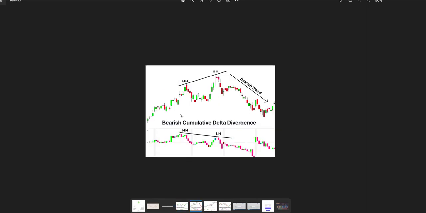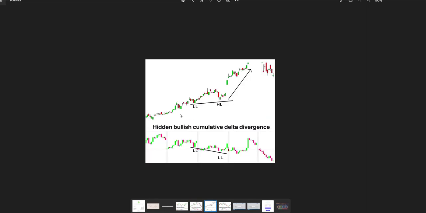The second type is called bearish cumulative delta divergence. It happens when you have the price making a higher high at the same time the underlying indicator makes a lower high. Ultimately, the price follows the lead of the indicator and it goes down. So it changes from bullish to bearish. So it's again a reversal signal.